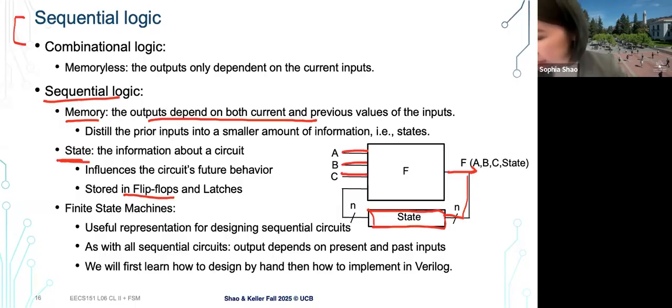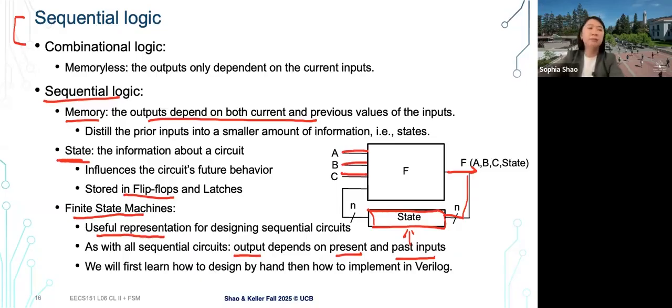A finite state machine is a very useful way of thinking about how we approach sequential circuits. Basically, we have output that depends both on the present input and the past input that are stored in the state element. We'll first start with how we design this by hand, and hopefully in the next lecture, we'll talk about how you can implement this in Verilog, and that will be how you design your labs and the final project.